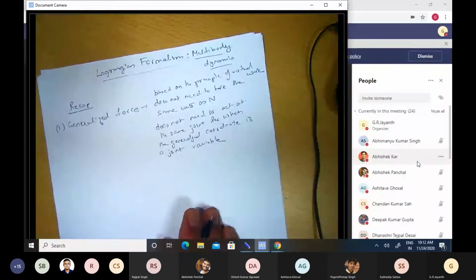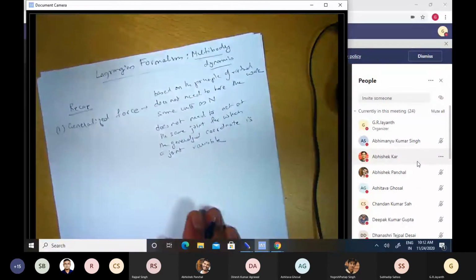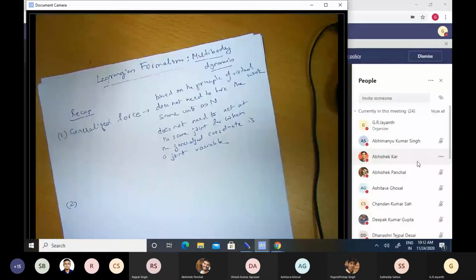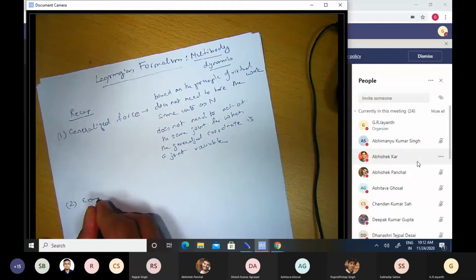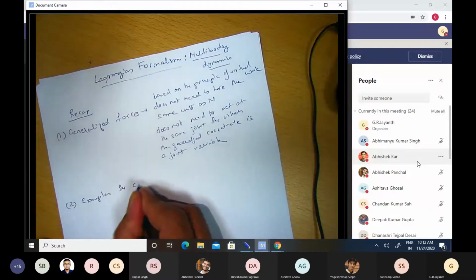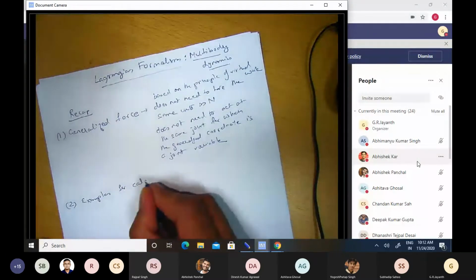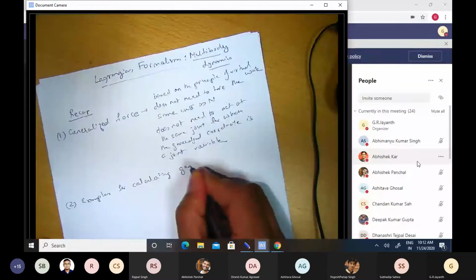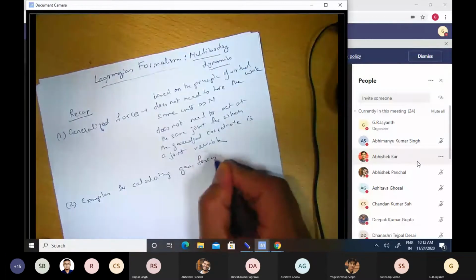Then, as we have done in the past, we took any number of examples to illustrate how we can determine generalized forces for various systems. So examples for calculating generalized forces were presented.